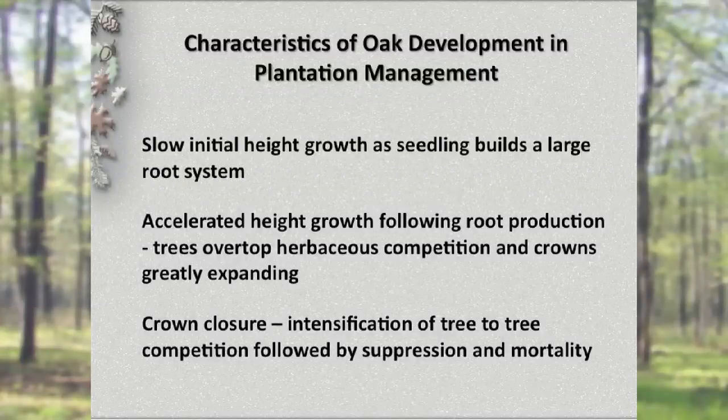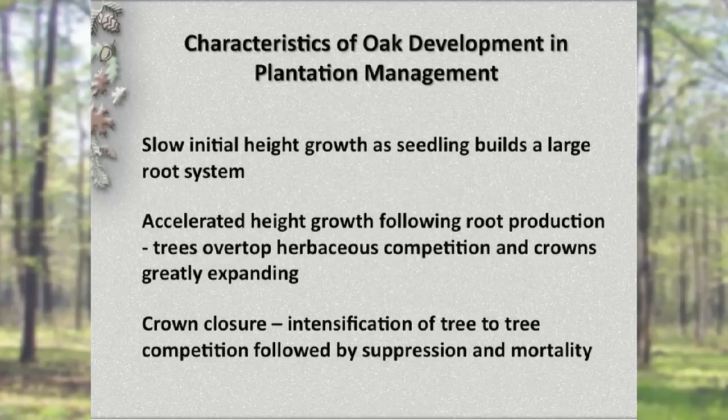So what happens under the characteristics of an oak development? Because we have full sunlight, we have slow initial height growth. The seedlings right then, that first year, the second year, they're building up a large root system. Accelerated height growth follows the root production. Trees begin to overtop the herbaceous competition, and crowns really begin to expand very greatly.